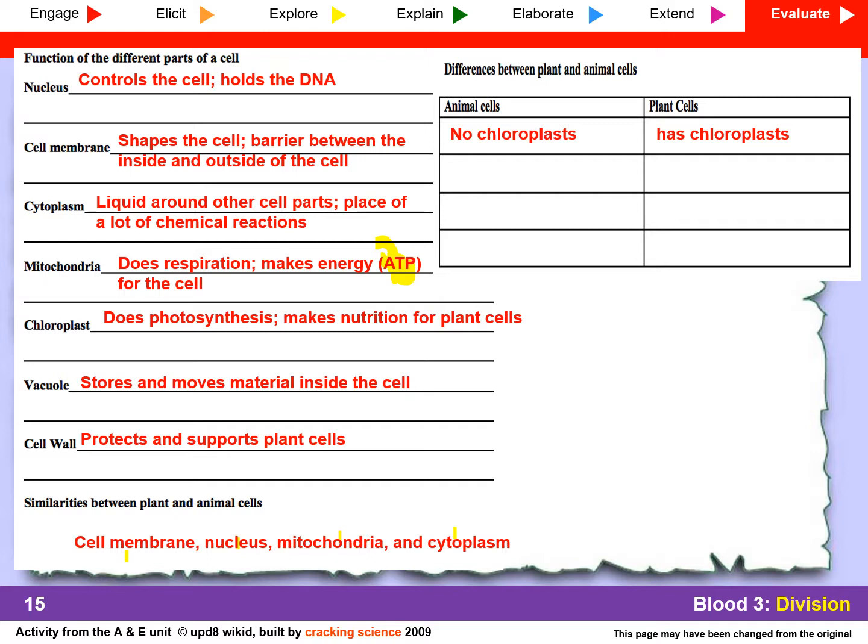Back to the differences between animal cells and plant cells. No chloroplasts versus having chloroplasts in plant cells. Animal cells do not have a cell wall, but plant cells do. And animal cells will have very small vacuoles, but the plant cell will have one large central vacuole. And so hopefully all of this makes sense to you, and you did very well. And now we can move on to talk about cellular division.